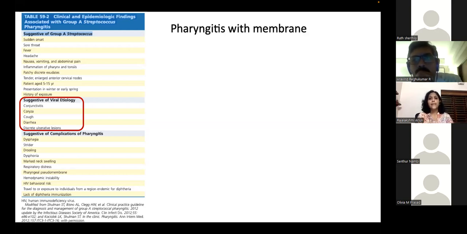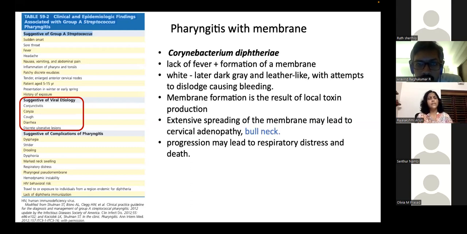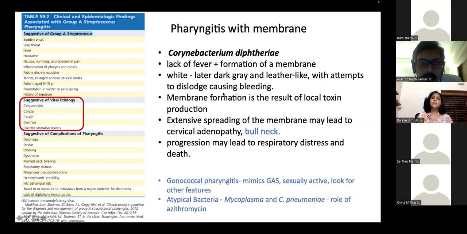I also wanted to make the point that you should still remember there are cases of pharyngitis with membrane. It can be due to many causes, including strep, but there is a condition we are still facing, due to Corynebacterium diphtheriae, where these membranes are a little different in that they are dark gray and leather-like, and an attempt to dislodge such a membrane may cause bleeding. The patient can progress to have large nodes in the neck and can present as bull neck. This membrane formation is a result of local toxin, and the nodes are reactive. With large nodes, they can progress to respiratory distress and even death.